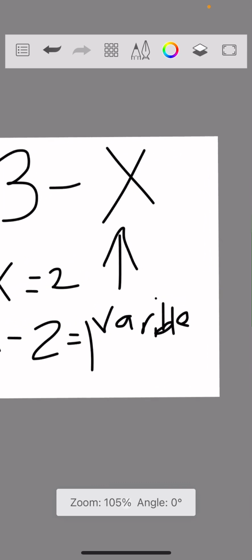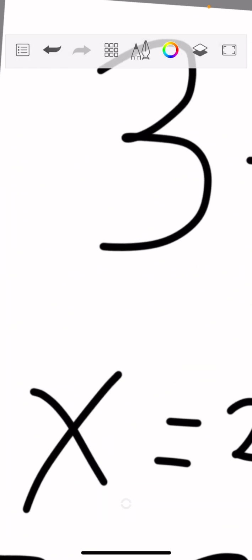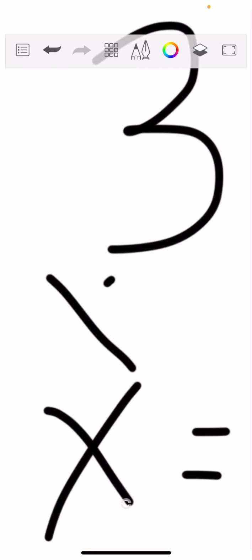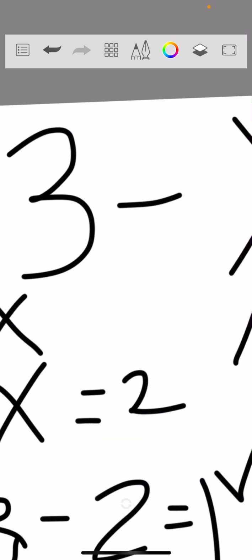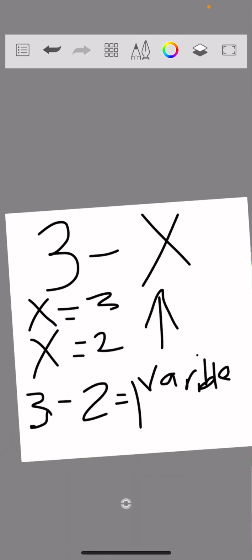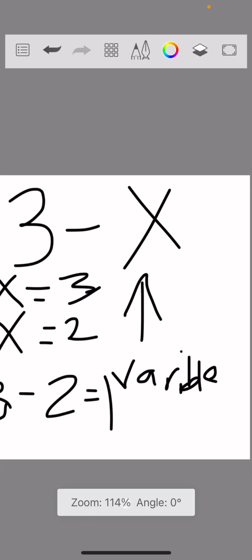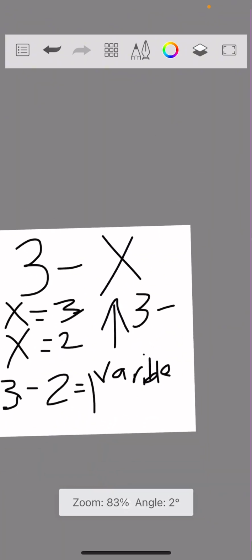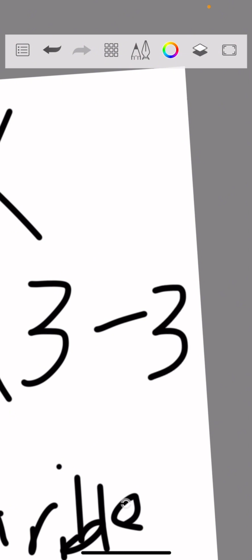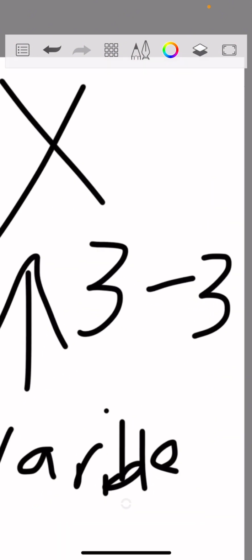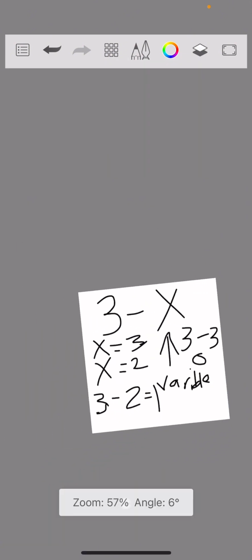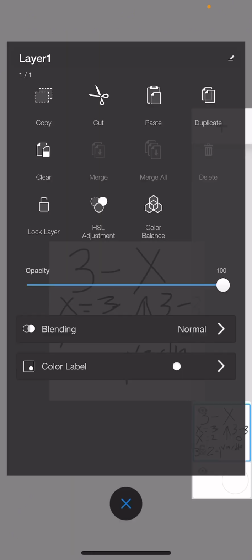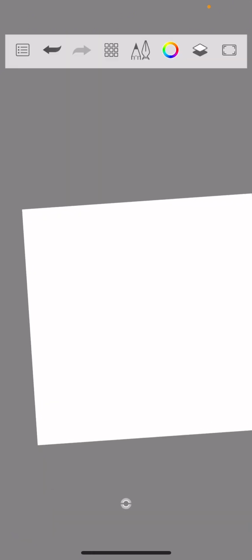That's pretty simple. But let's say it's in a different problem. You have the same format, but x equals 3. Because of that, you'll get a different answer. So again, you replace x with the number 3. And then you know what you'll get? 0. That's your answer.